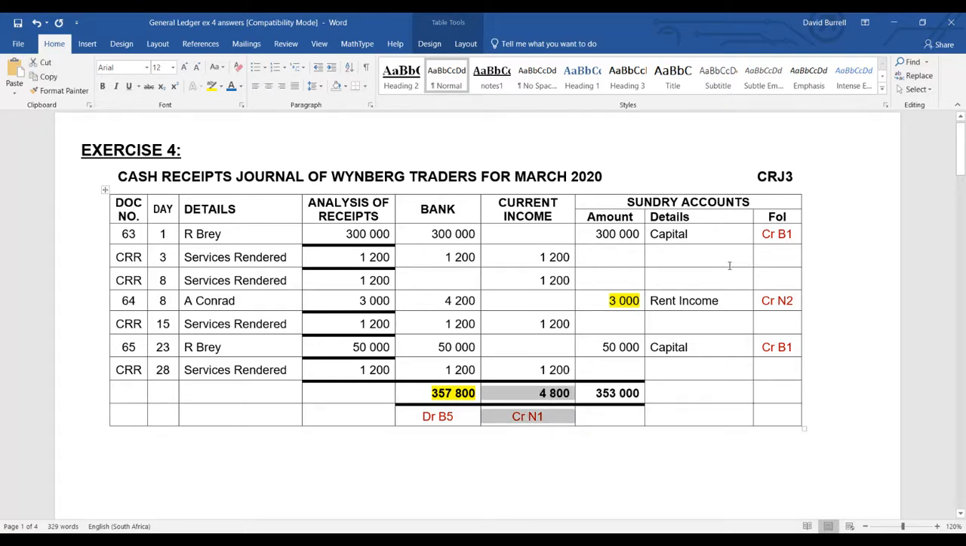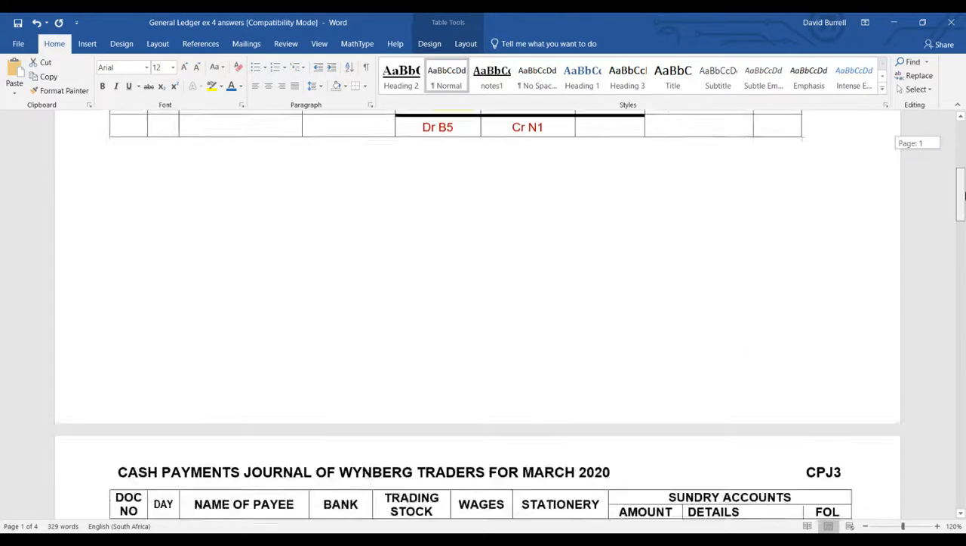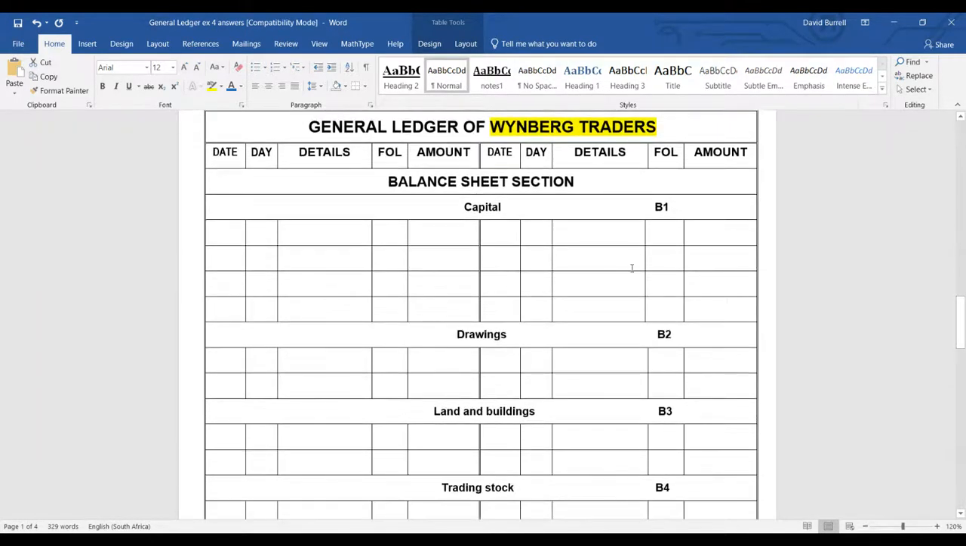And now we need to go down the sundry column and we need to do them one by one. So we first got that amount, 300,000 to the capital account, credit side of account B1. Because it comes from the sundry column, it's not a total, it's not the end of the month's date. You take the actual date. And this one you can see it's on the 1st that our Brave put capital into the business. Okay, so it's our capital account. Credit side, we're going to go and pop in that 300,000.